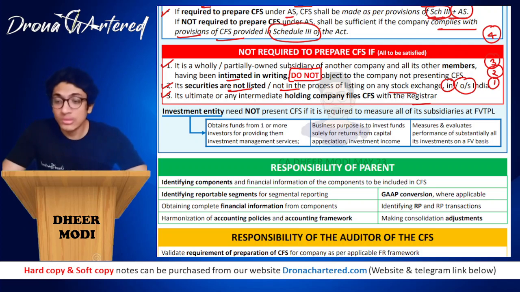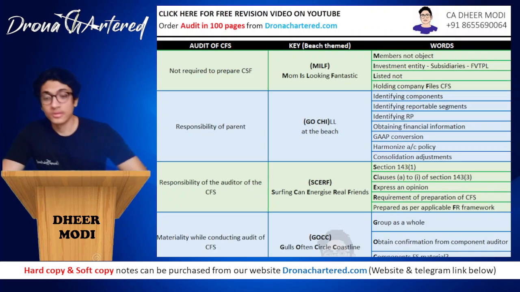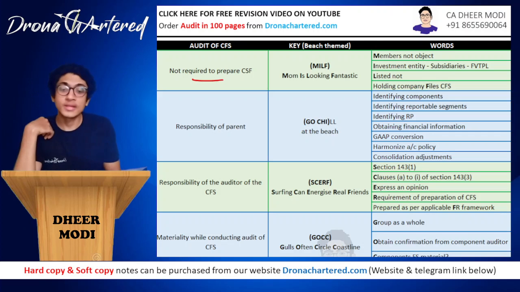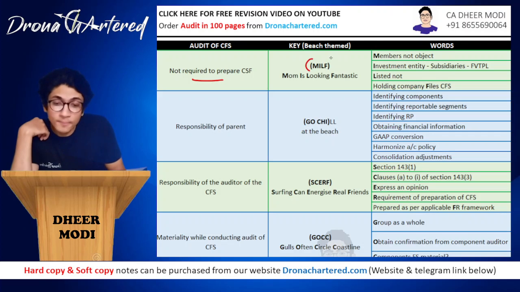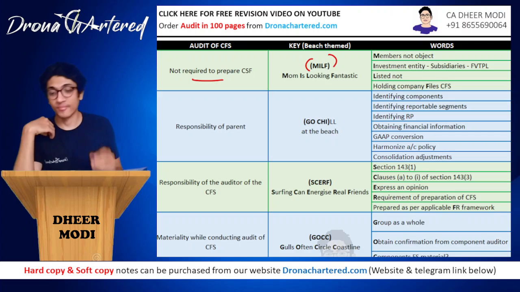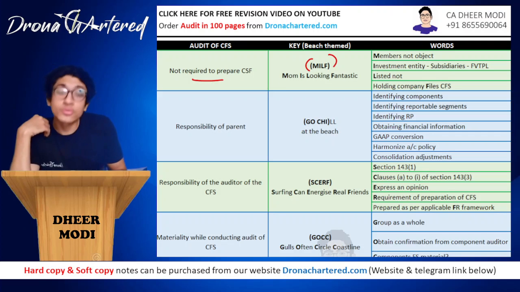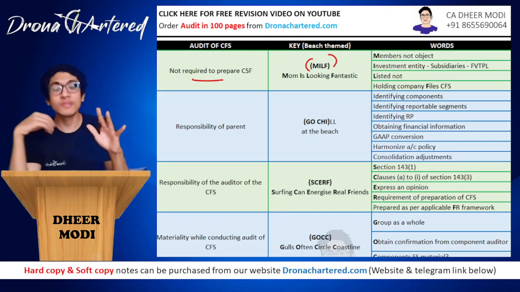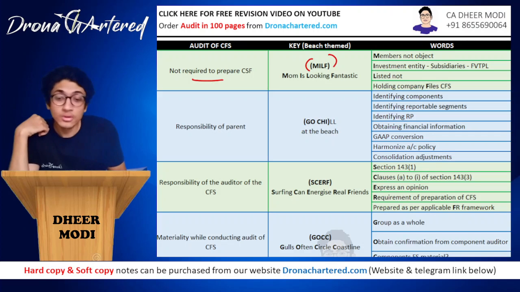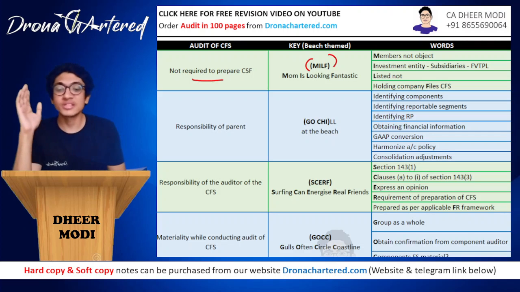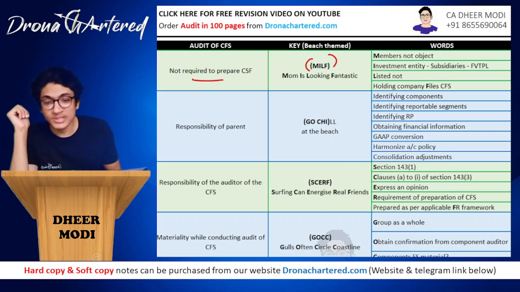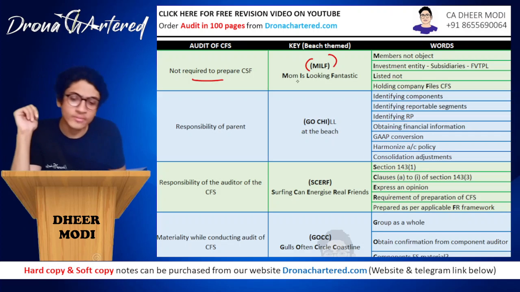Okay, so I have also made a key for this, for companies which are not required to prepare CFS. So your key is MILF. Now all the keys in this chapter will be beach themed, so everything will be related to the beach, so that your keys don't mix between different chapters. If you are looking for other chapters, I have uploaded the mnemonics on the Telegram channel, or you can look at the YouTube videos, whatever is convenient.